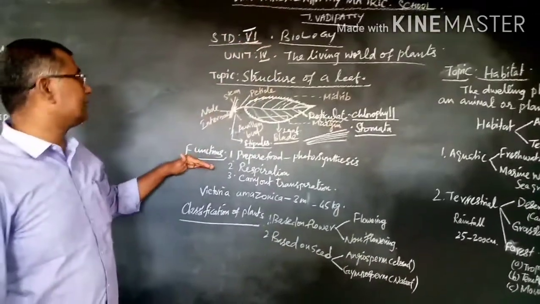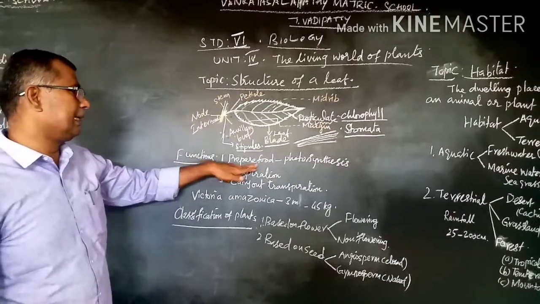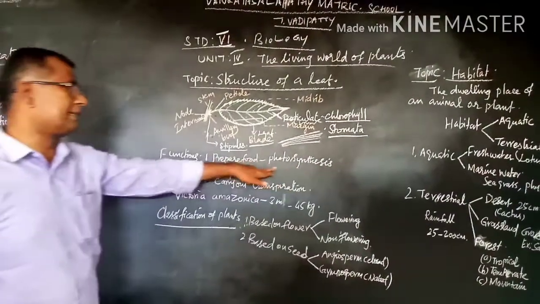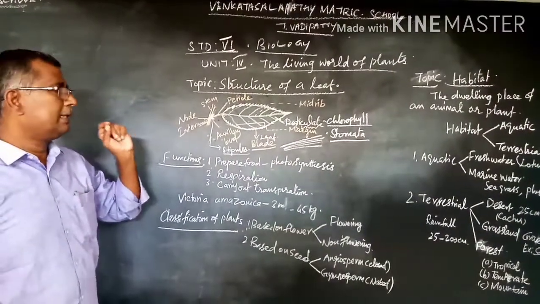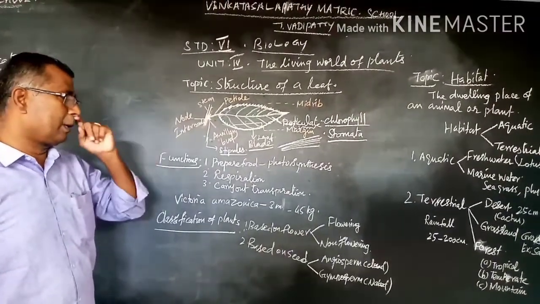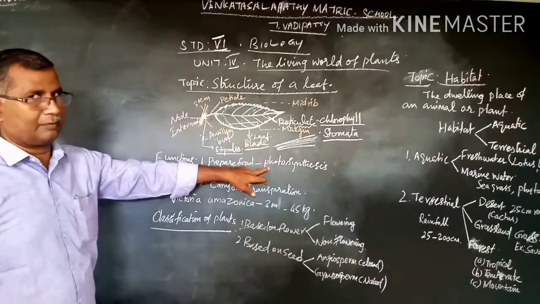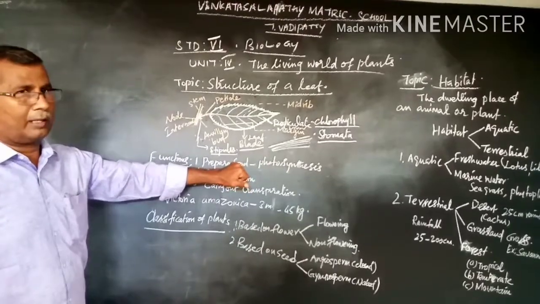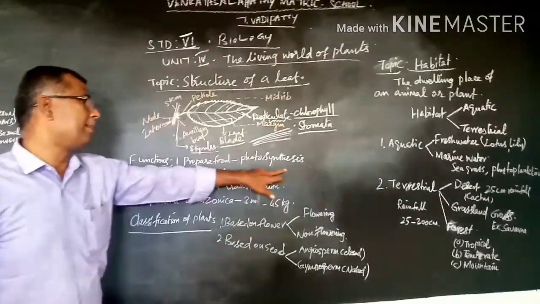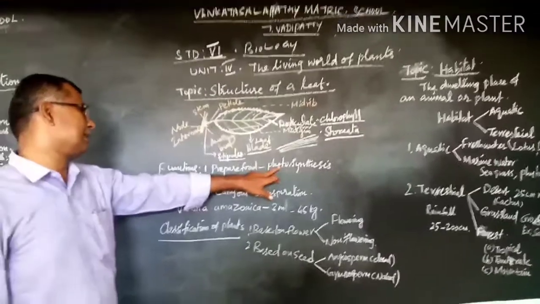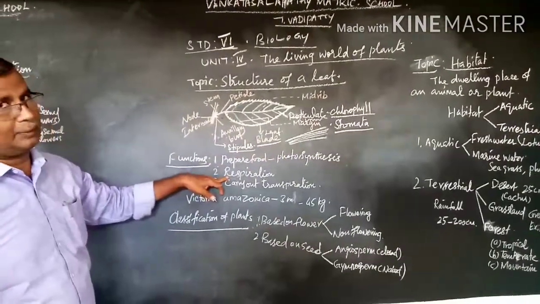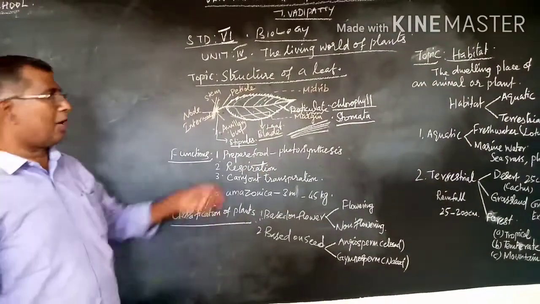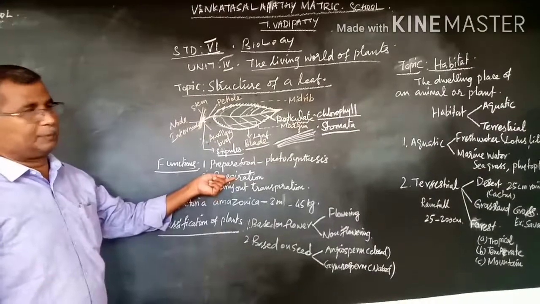What are the functions of a leaf? The main function is preparing food by means of photosynthesis. What is photosynthesis? The leaf undergoes photosynthesis in the presence of sunlight, carbon dioxide, chlorophyll and water, and prepares food. The second one is respiration. What is respiration? Intake of oxygen and exhaling of carbon dioxide.